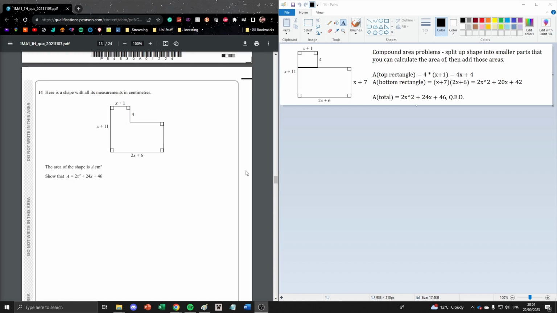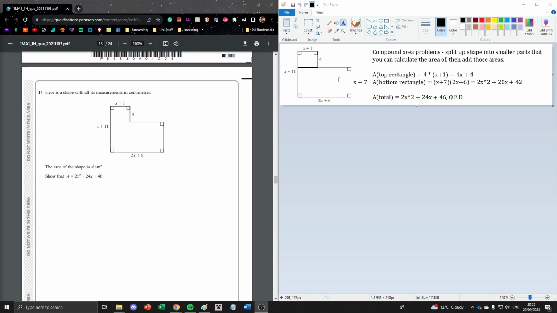Question 14 is a compound area problem. So we're given a shape with all measurements in centimeters. The width of this particular bit is x plus 1, this length is 4, the height of the whole shape is x plus 11, and the width of the whole shape is 2x plus 6. And we're told that the area of the shape can be written as capital A centimeters squared. So we're asked to show that A is equal to 2x squared plus 24x plus 46.